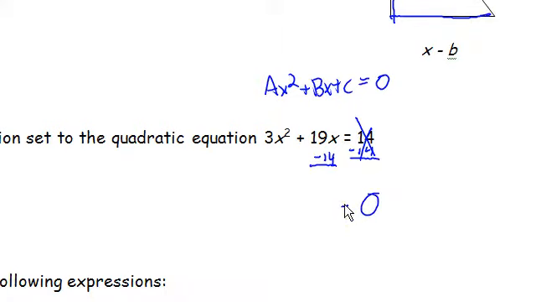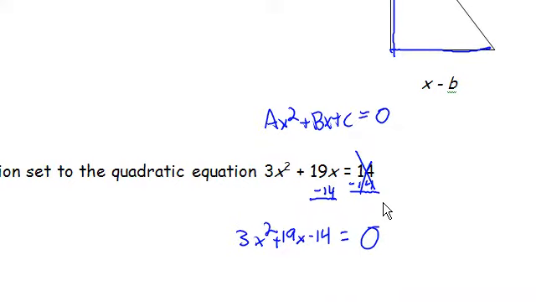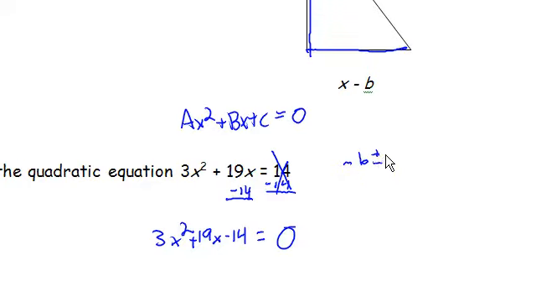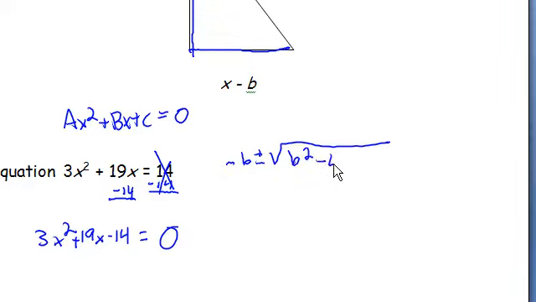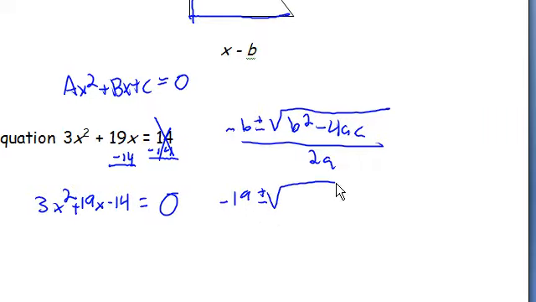So we now have 0 equals 3x squared. Now, is 19x and 14, are they like terms? Can we subtract them? We can't because there's no variable after 14. So we need to add 19x minus 14 like that. And what we're going to do is let's use the quadratic equation to solve for this. So negative b plus or minus square root b squared minus 4ac, all of that is over 2a. So negative b, that'd be negative 19 plus or minus square root of b squared.